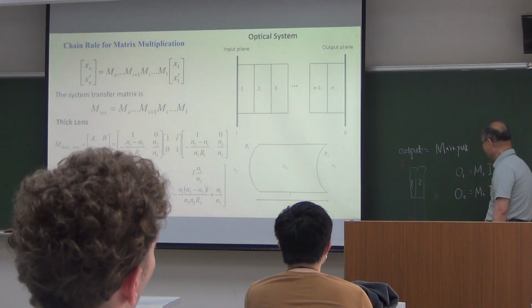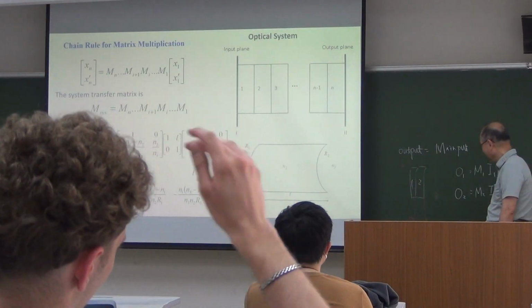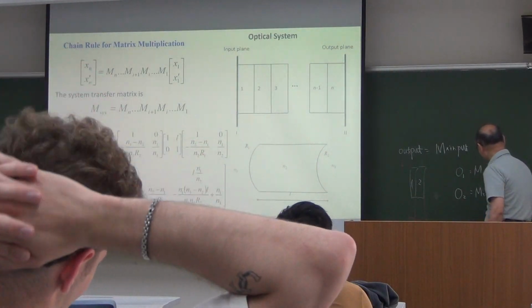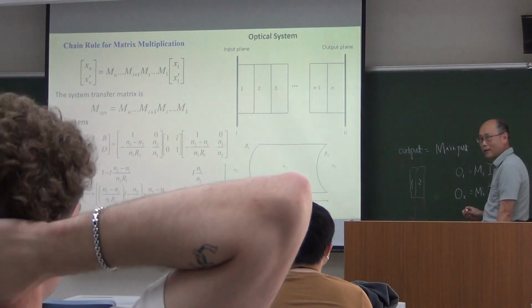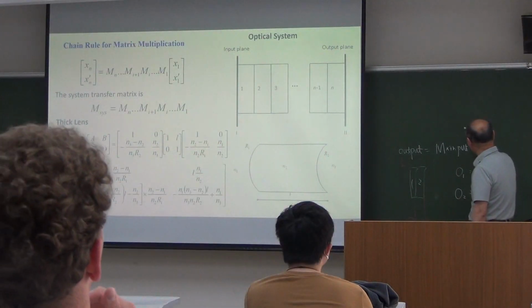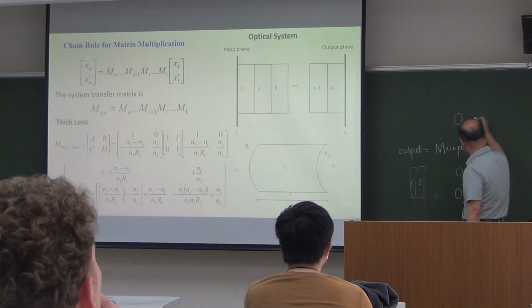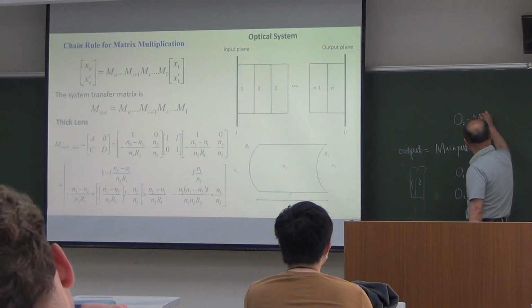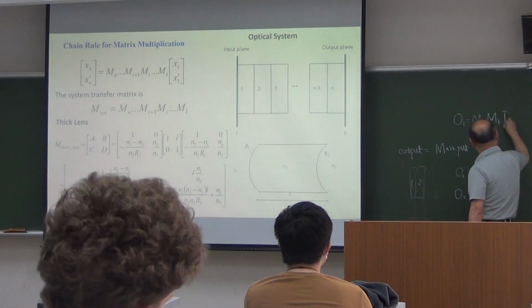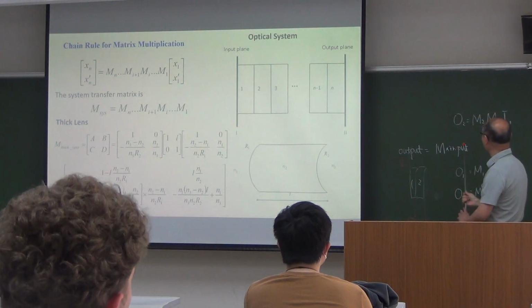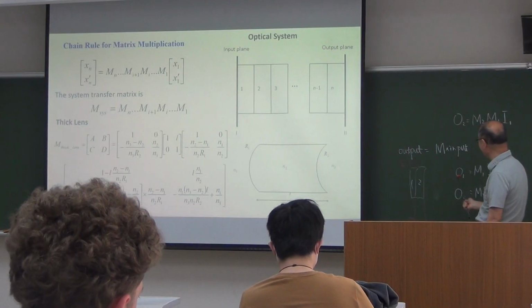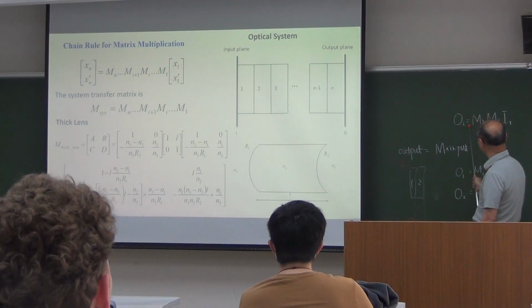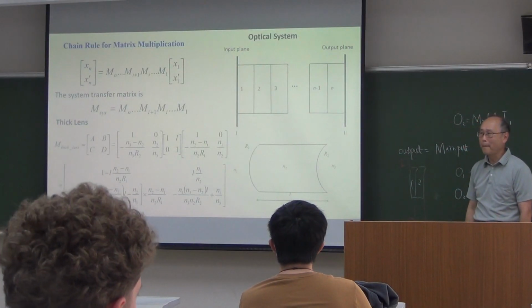Input 2 is output 1. And see, this is your output 1. So if you cascade this, you start with output 2, input 2, M2, M1, input. So you have the order like 1, 2, 3, 4, 5, but then you have 1, 2, 3, 4, 5 in reverse order.